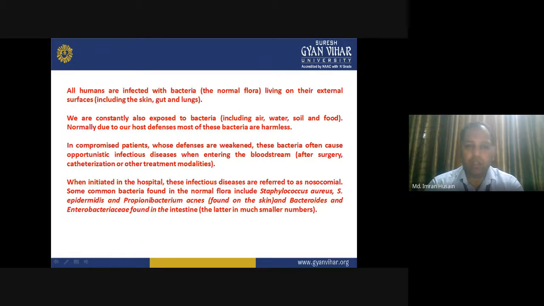When initiated in the hospital, these infectious diseases are referred to as nosocomial infections. In other words, they are also known as hospital borne diseases or hospital borne infections, right? So one should always try to avoid visiting hospitals and clinics frequently, because most of the time all the diseased or sick individuals gather in these places.